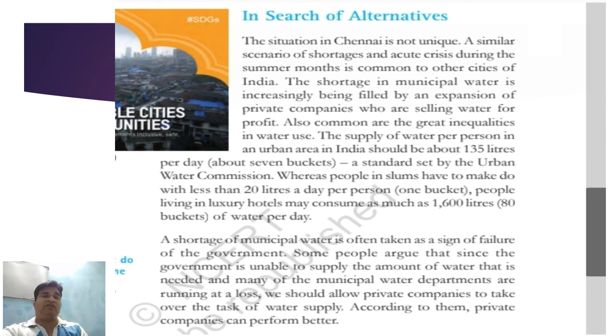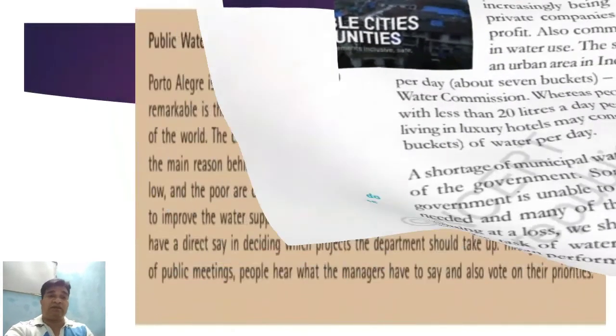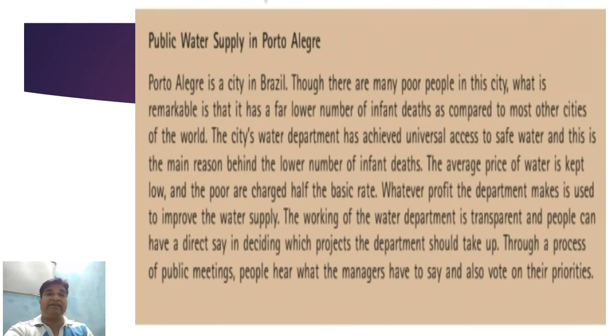Next is in search of alternatives. Even now we are in search of alternatives so that we can give the maximum safe, clean drinking water to all. Just imagine, three-fourths of the earth is covered with water. If we divide the total earth into four parts, three parts of the earth are covered with water. Only one part is land, but still we are facing the problem of water. That is a very sad thing.